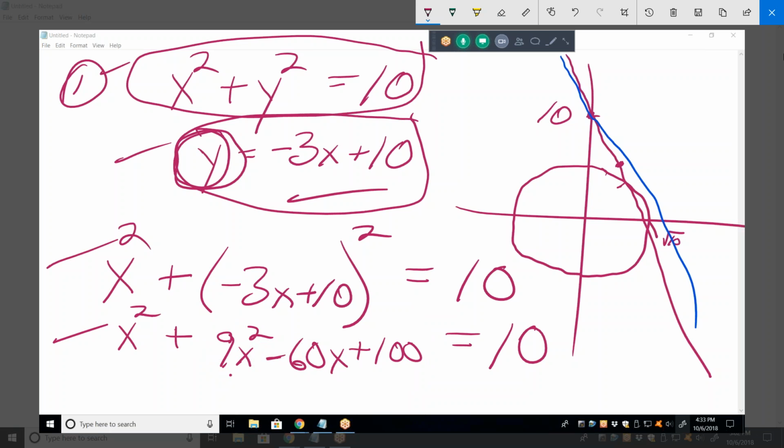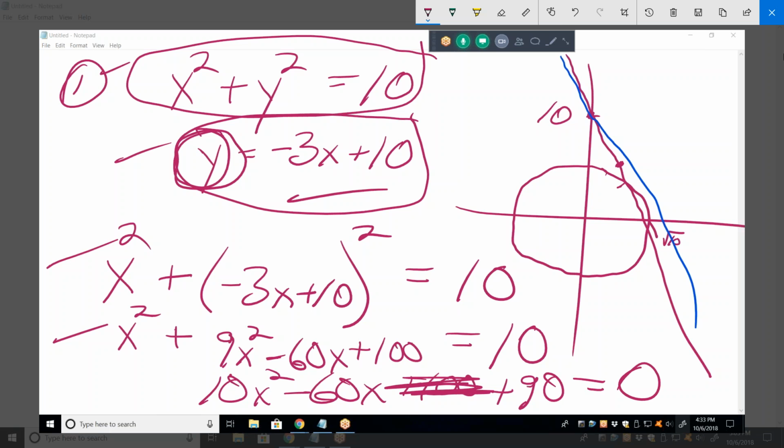Now gather like terms. How many x squareds do we have? 2. Total them. Add them up. I got 1x squared here. I got 9x squared there. 10x squared. Still got minus 60x. I still got 100. Equals 10. Well, I'm just going to bring that 10 over here and make this 90. Let it equal 0. Now I got a quadratic I can work with.